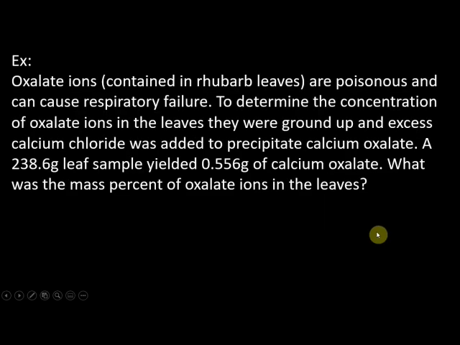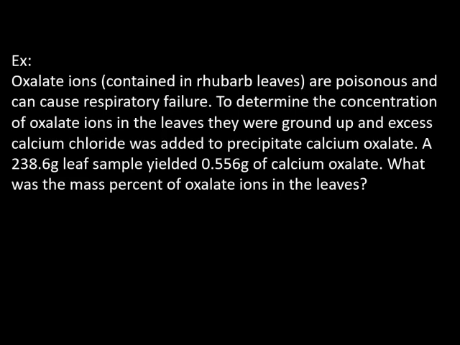So let's start with this example here. If you've ever eaten rhubarb, it has a very tangy taste to it. You eat the stalks of the rhubarb plant. Do not ever eat the leaves. The leaves are poisonous. They have something called oxalate ions in them, and oxalate ions are very soluble. If they happen to get into your system, they will cause respiratory failure. So always be careful of that sort of thing.